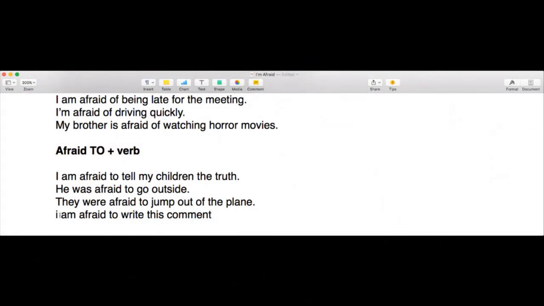Okay, you don't need to be afraid. But do make sure that you use a capital I and a full stop. I'm afraid to write this comment. Good. You could, if you were going to change it to the other version, have put I'm afraid of, and then I would have to change this to the ing version. I'm afraid of writing this comment. You see how it works? Good. I'm afraid to write this comment.